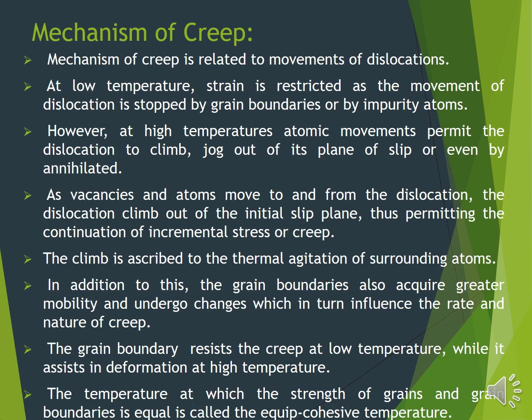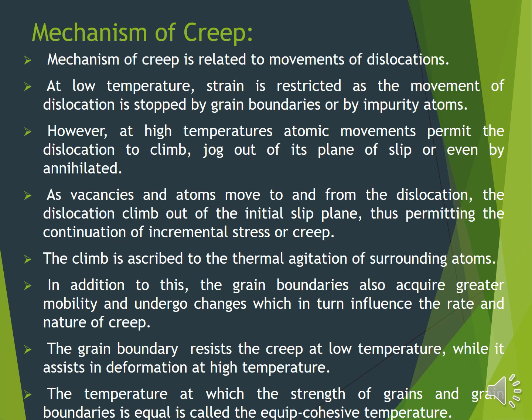Now how does creep occur? Let us understand the mechanism of creep. It is related to the movements of dislocation. At low temperatures, strain is restricted, as the movement of dislocation is stopped by grain boundaries or by impurity atoms. However, at high temperature, atomic movements permit the dislocation to climb.